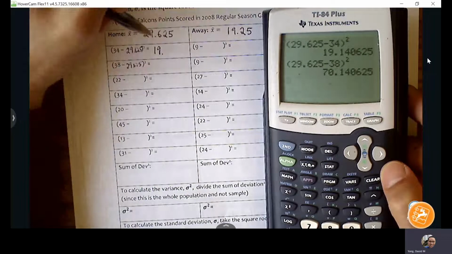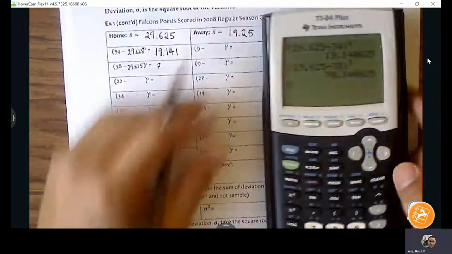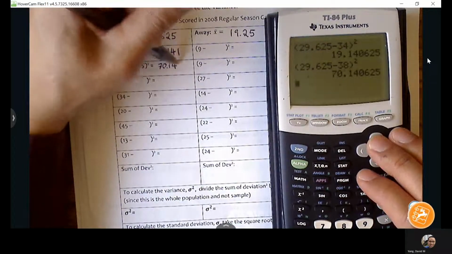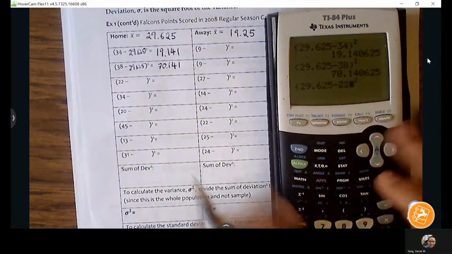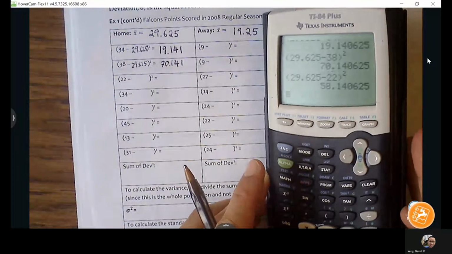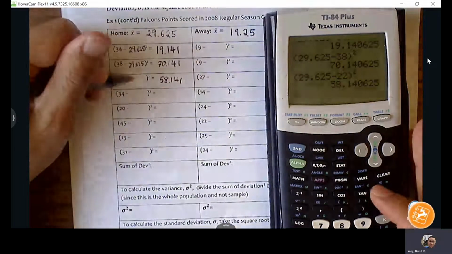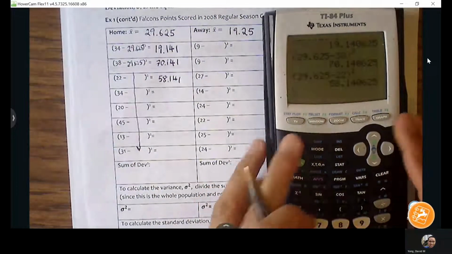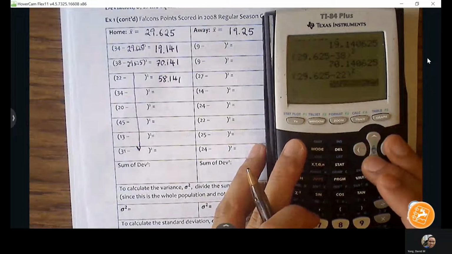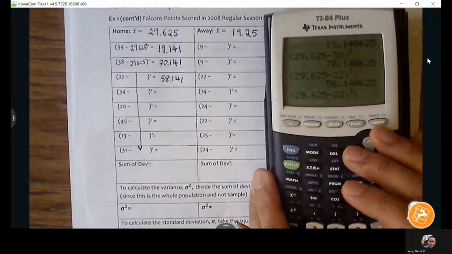Let's just go to 3 decimal places. It's going to be the same mean value all the way down. If you do second enter, that will also take you to the previous entry.